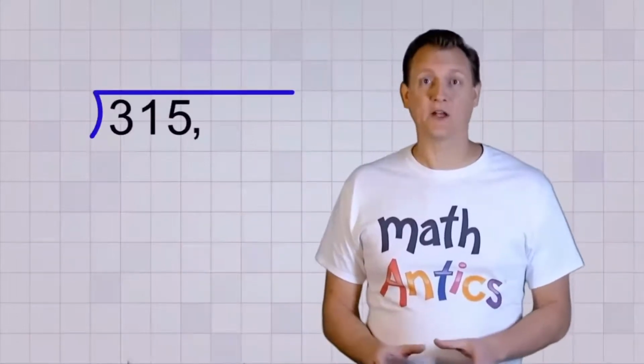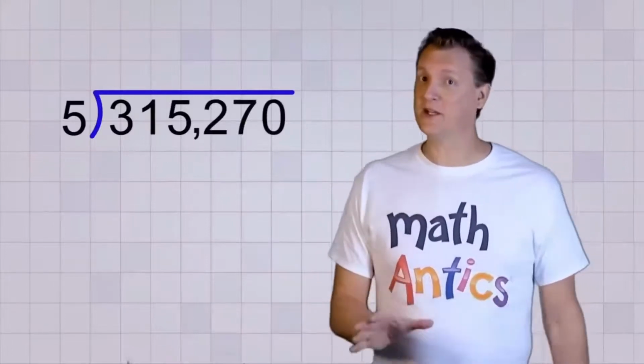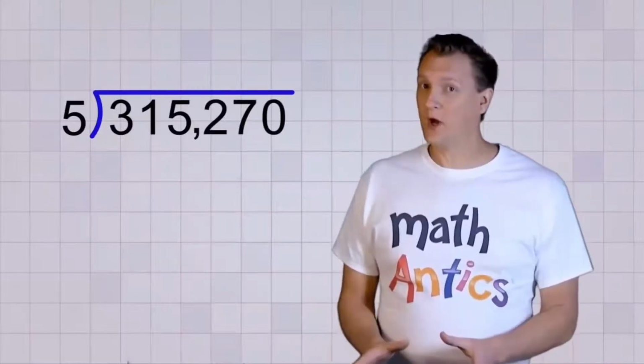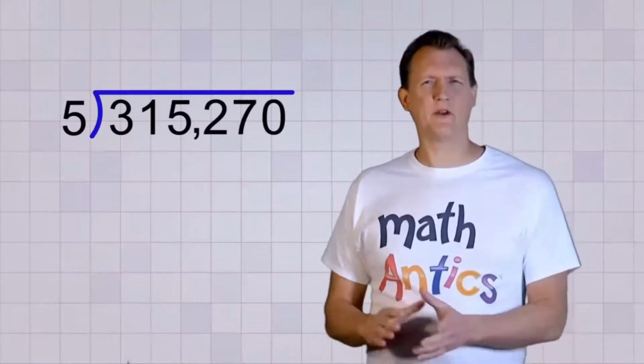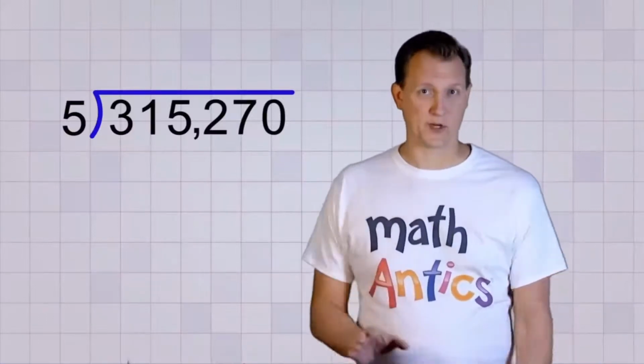Okay, now that you know the procedure for long division, are you ready to see a really long problem? Good, I thought so. Let's divide 315,270 by 5. Now don't worry, it's really not that hard if you just go digit by digit. I'm going to work the problem pretty fast, so don't worry if you don't follow all the math. Just focus on the repeating division process as we go along.